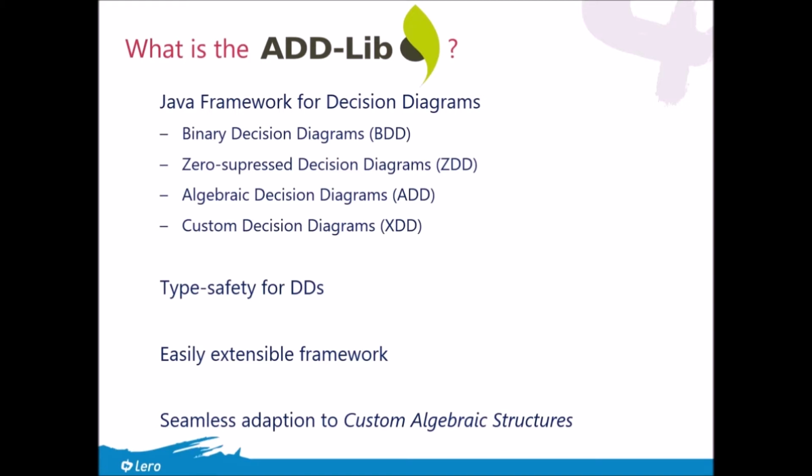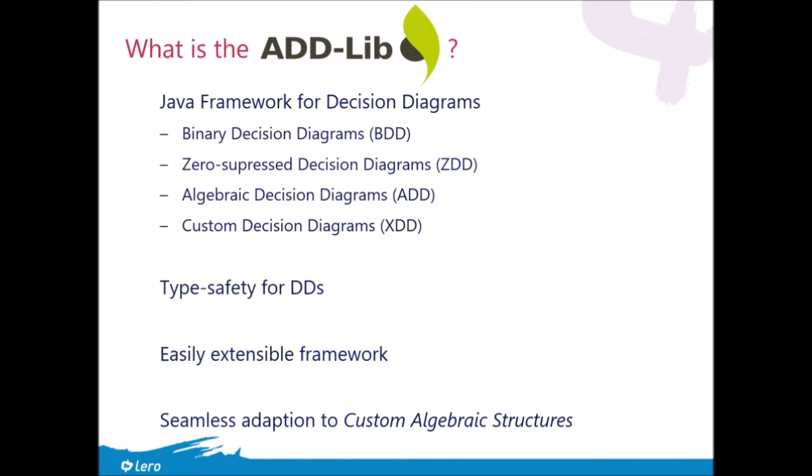We then have algebraic decision diagrams, which again are similar to binary decision diagrams, except you now have real values as the terminals. Instead of using the Boolean operators, you can now use plus, minus, multiplication, min, max, etc. And then you can also have custom decision diagrams, or XDDs. So you can actually define your own logics, such as Kleene-Priest logic, which has true, false, and unknown. So you can have fuzzy logic.